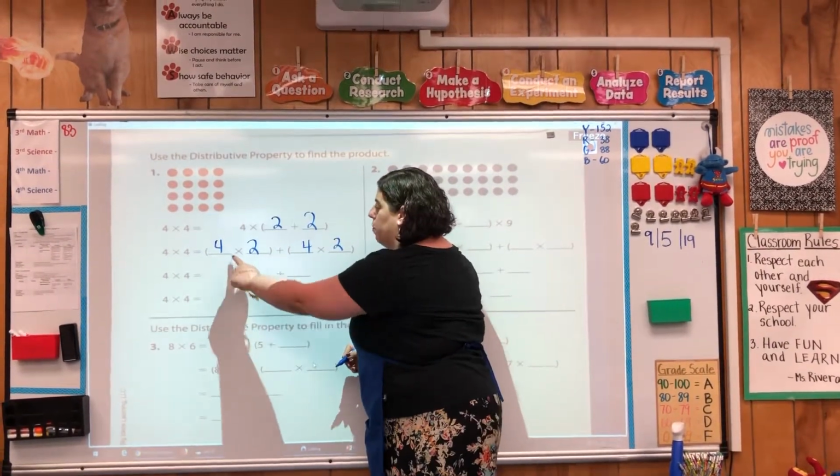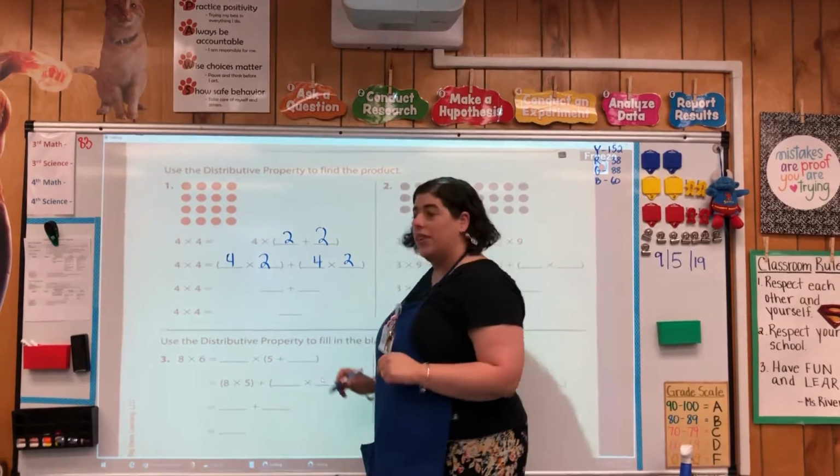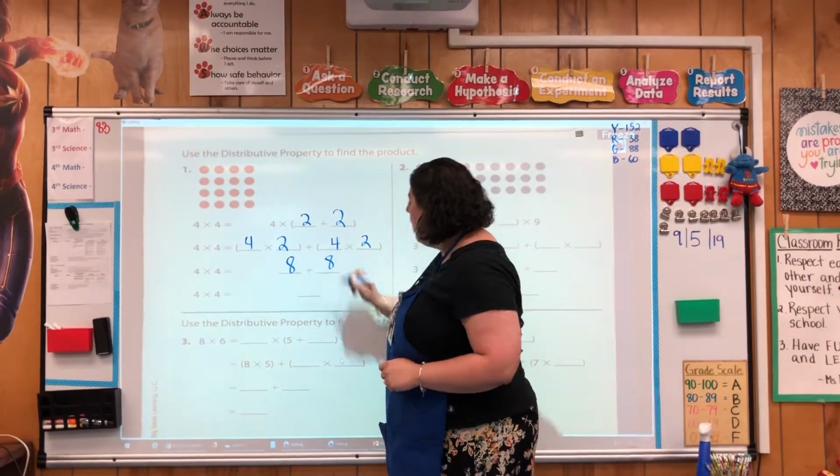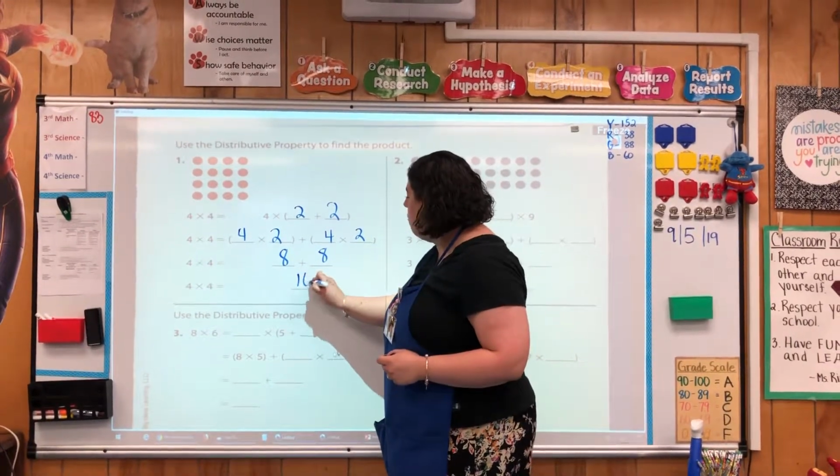Each of these blanks corresponds to the multiplication basic fact that's above it. So 4 times 2 would be 8. And 4 times 2 would be 8. Last step would be to add them. That would give me 16.